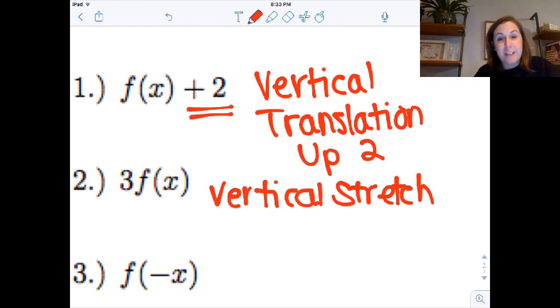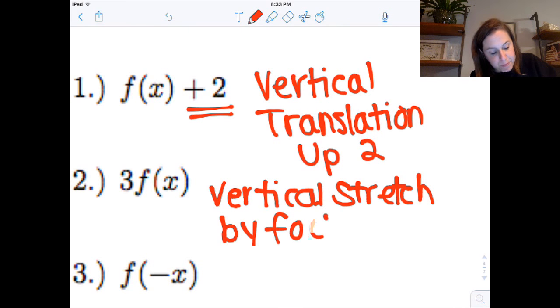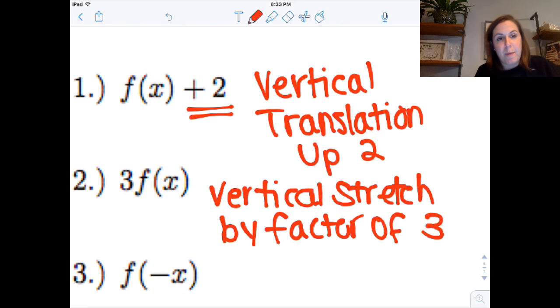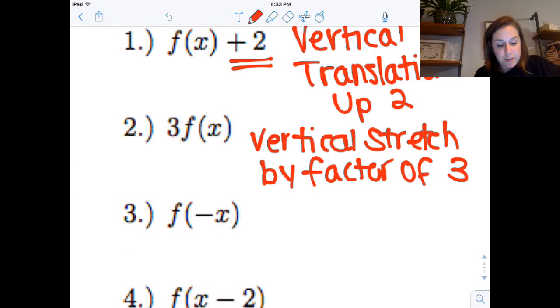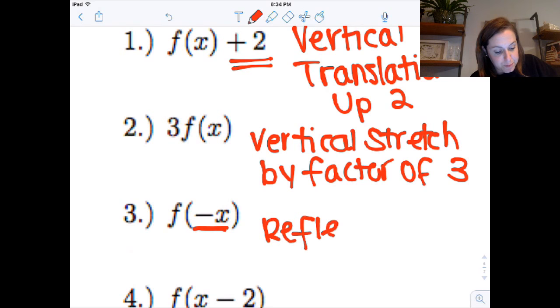If it's inside, that's when we talk about opposites. F of negative x, this is inside the parentheses, which means it's a horizontal change of some type. So this is a reflection horizontally, which would be over the y-axis, over the y-axis.